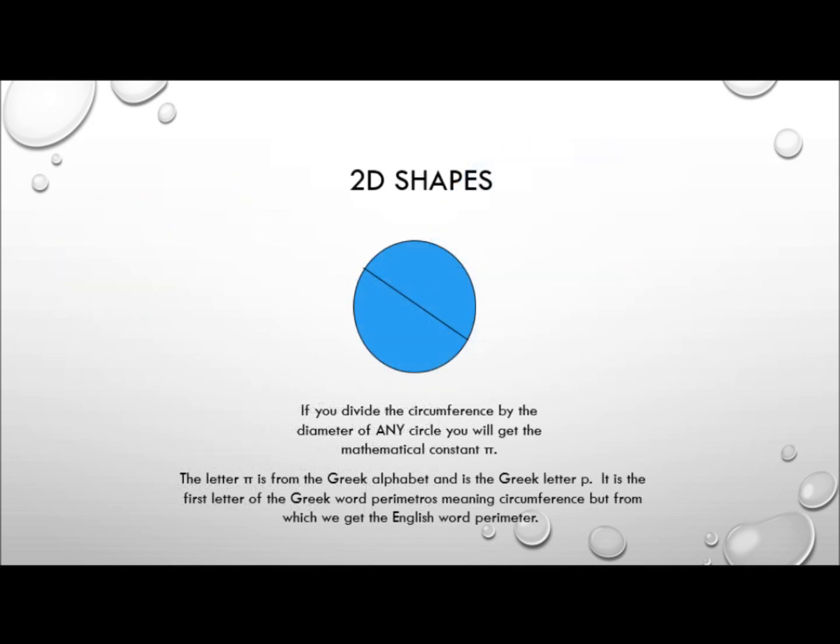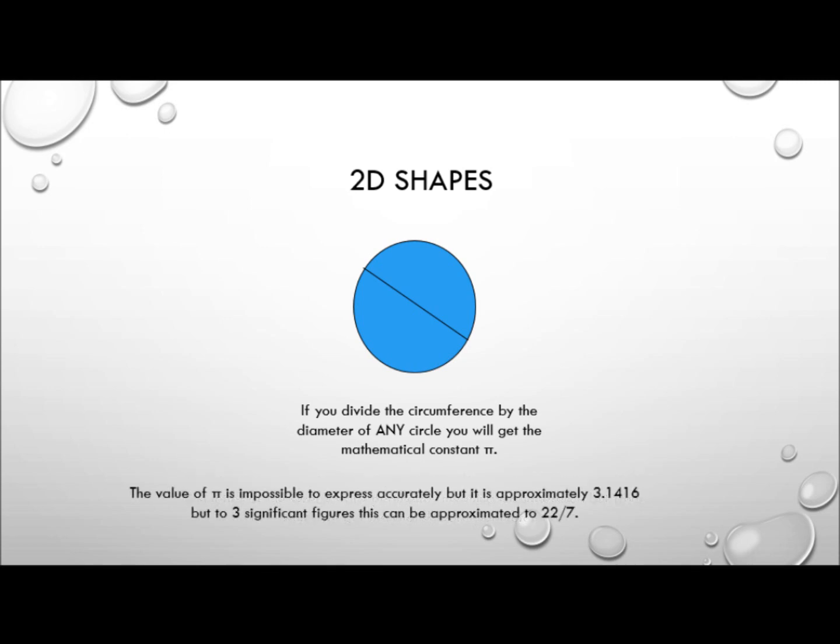The letter pi is from the Greek alphabet, and it's the Greek letter P. It is the first letter of the Greek word perimetros, meaning circumference, from which we get the English word perimeter. The value of pi is impossible to express accurately, but it is approximately 3.1416. But to three significant figures, this can be approximated to 22/7 or 3 1/7.